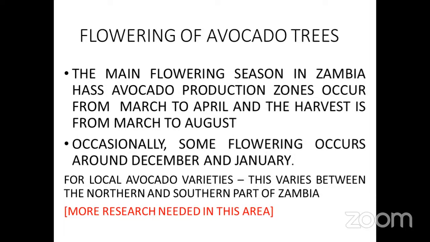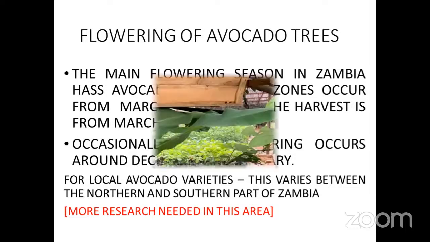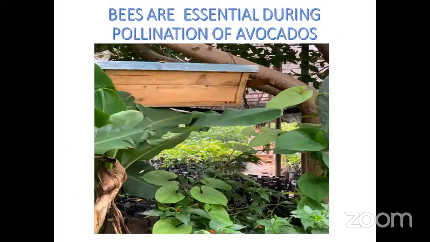For local avocado varieties, this varies between the northern part of Zambia and the southern part of Zambia. And more research is needed in this area so we understand the flowering pattern that we are able to follow through to ensure that we get maximum out of them. During the flowering period, we apply the necessary amount of manure and water and protect the plant from stress. Beehives are key to attract pollinators during that period.